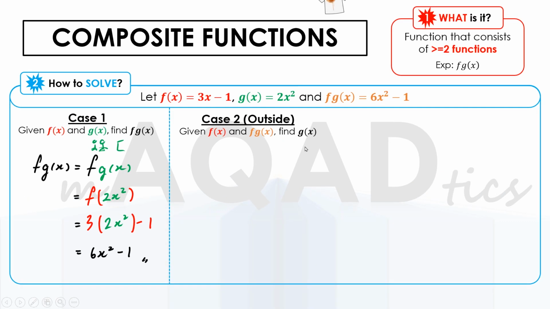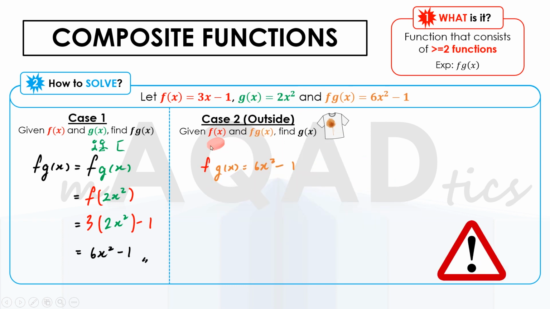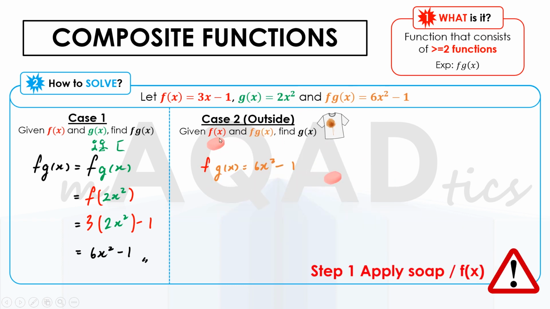Coming back here, fg(x) is the shirt dirty on the outside, f(x) is the soap. Our first step is to apply the soap to the shirt, meaning apply f(x) inside fg(x). To do so, let me put a bracket here because I would like you all to compare this with this. It's actually the same, just the things inside the bracket are different. So this x, let me change it to g(x) to make it similar. Now you can see this and this are the same.